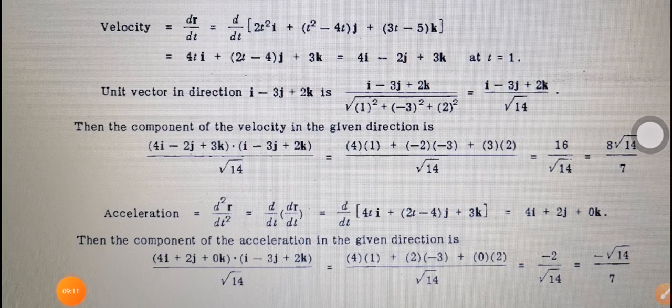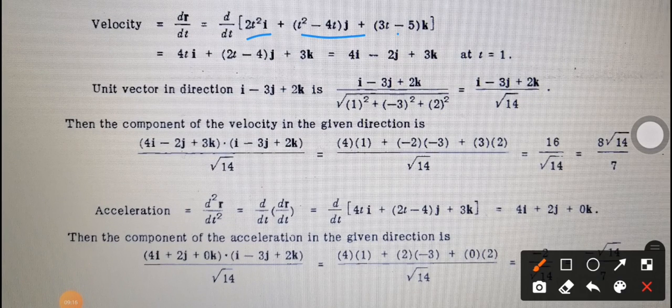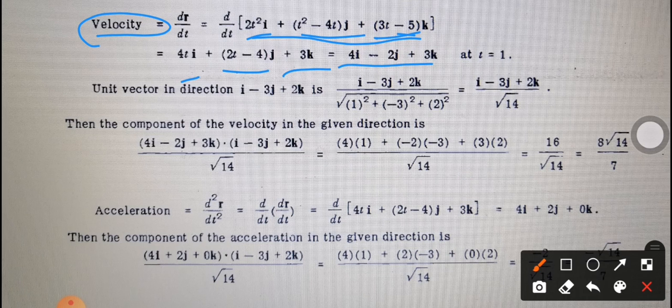So you can see that here are the x, y and z components that are defined in the question. x is equal to 2t square, y is equal to t square minus 4t, and z is equal to 3t minus 5. And for velocity, we have to take the derivative of the position vector r. So here you can see dr by dt is the derivative of the function: 4t i cap plus (2t minus 4) j cap, and the derivative of the last function will be equal to 3, so 3 k cap. So here is my velocity vector.